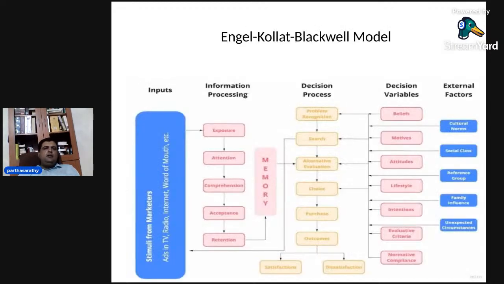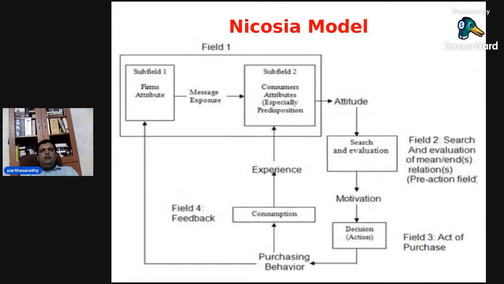So this is about this particular model, the Engel, Kollat, Blackwell model. Stimulation from the market, so inputs we receive, we do information processing. So decision processing based on various variables. So then we have decision variables. What are the variables that need to be considered when we do this? And what are the external factors that have to be taken into consideration?